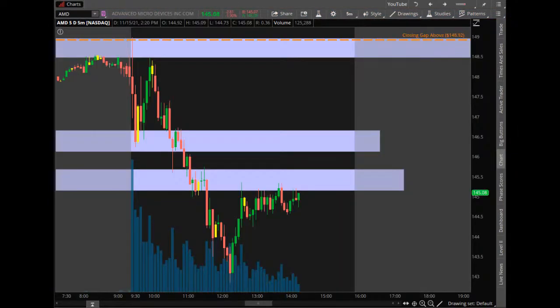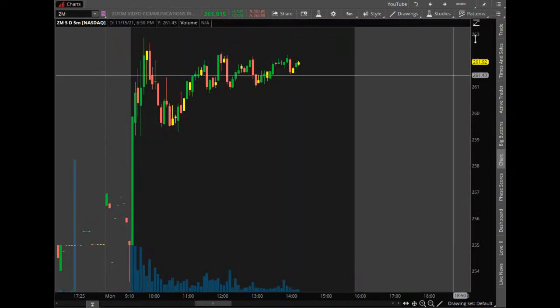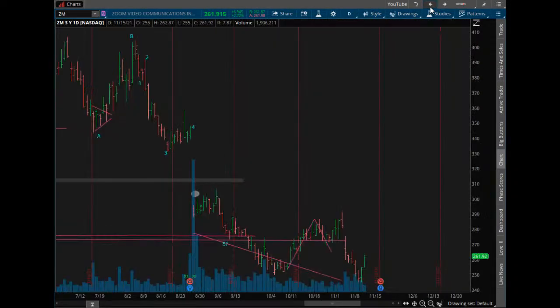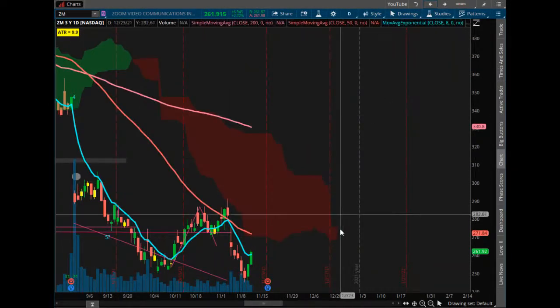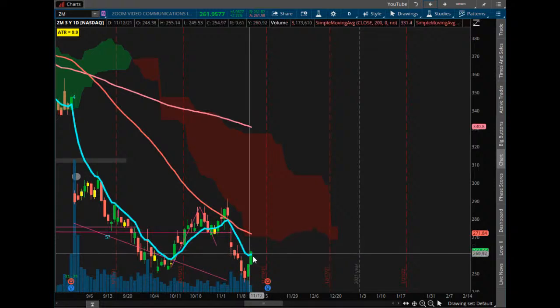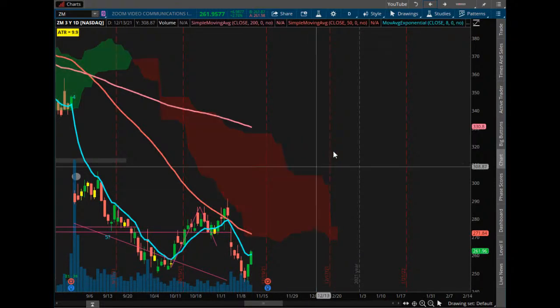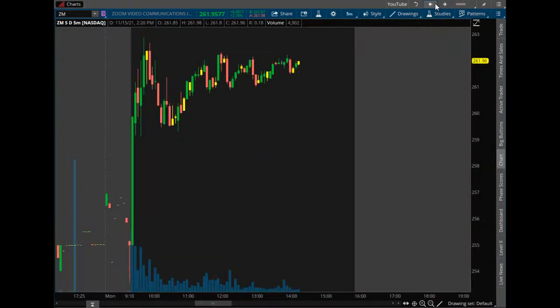AMD still struggling here today. Zoom had a pretty decent day today. It's holding up. I'll show you the daily chart on this one. So decent candle, right? It's pushing over the ADMA right here, and the volume really isn't there. But let's see if this one's getting ready to go at all. Let's see how it does at the close. But it is holding up pretty decently so far.